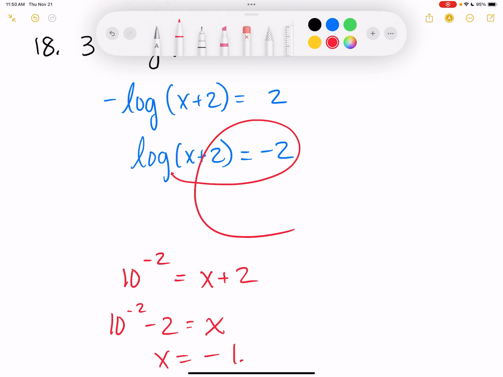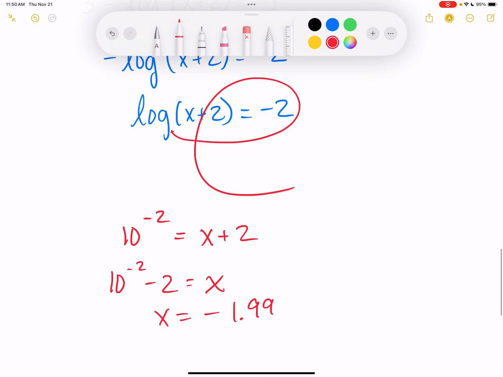Negative 1.99. Yep. All right. The next one says to solve the equation by the method of your choice, which is more or less what we've been doing the whole time. But some of them are going to require a little bit more effort potentially.